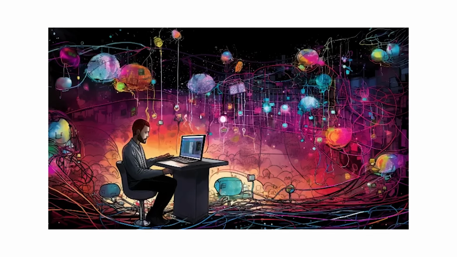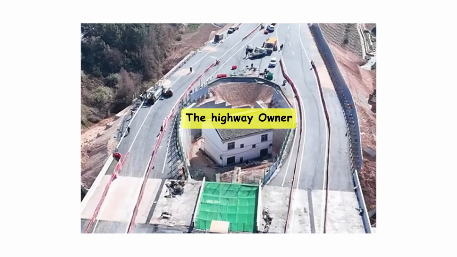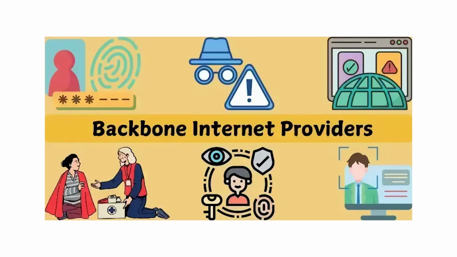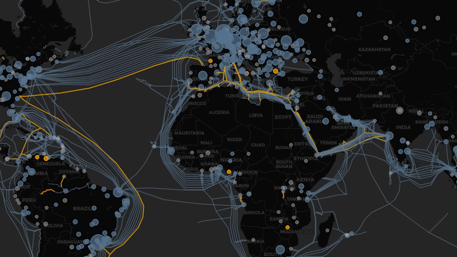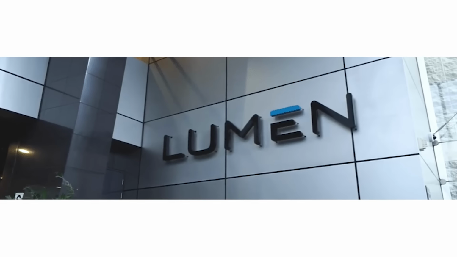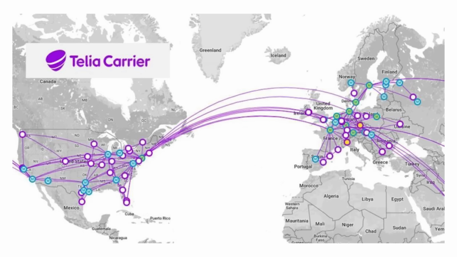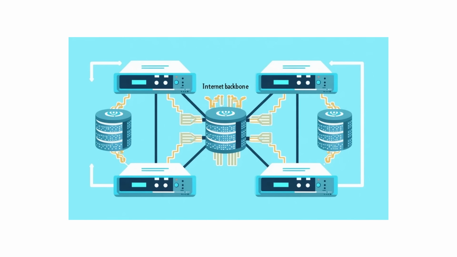Bigger networks take over. Level 3. Tier 1. Backbone providers, the highway owners. Now we move into long-distance territory. Tier 1 backbone providers. These are the companies that own huge chunks of the internet's physical highways across countries and oceans. Names like Lumen, formerly Level 3, AT&T, NTT, and Telia Carrier sit in this category. A Tier 1 network is special because it can reach every other part of the internet without paying anyone else for access.